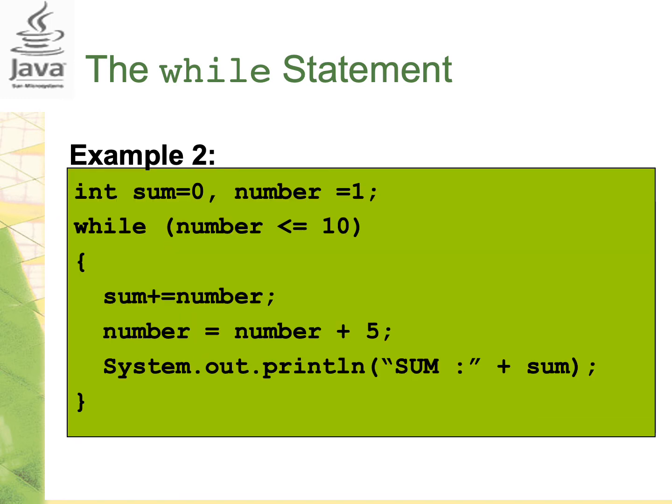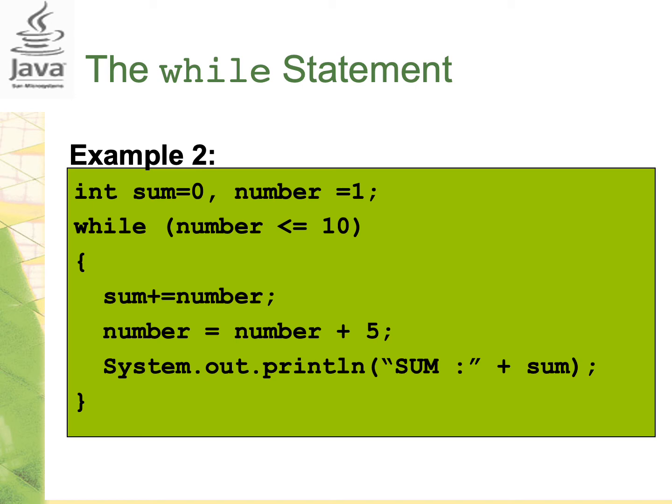Let's look at another example of while loop. Here we have int sum equal to 0, number equal to 1. We have while, and the expression is number less than or equal to 10. Within the while block, we have sum += number, meaning that we will do sum equal to sum plus number. Then we increase the value of variable number by 5, so we wrote number equal to number plus 5. We then display the value of the sum. What do you think the output of this code?